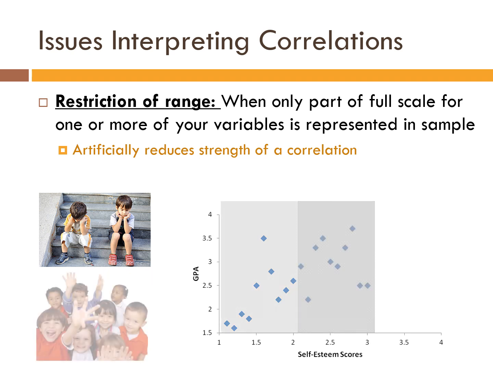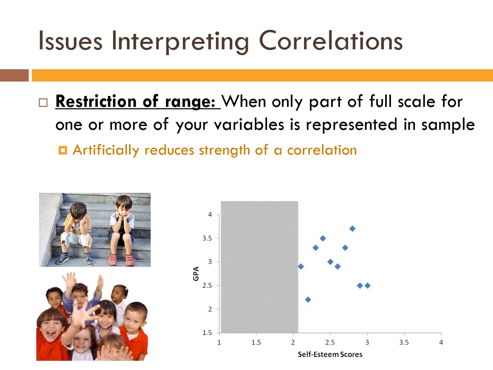But we could do the same thing on the other end. What if we only take the really happy kids? I should say happy, the high self-esteem individuals. Here we're seeing the same thing, a lot of spread there. That linear relationship isn't clear, when if we had taken the full representation of self-esteem scores, we would have gotten, in fact, the linear relationship there. So this can be misleading if you are restricting your range.